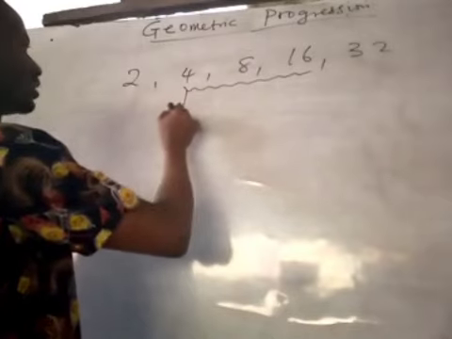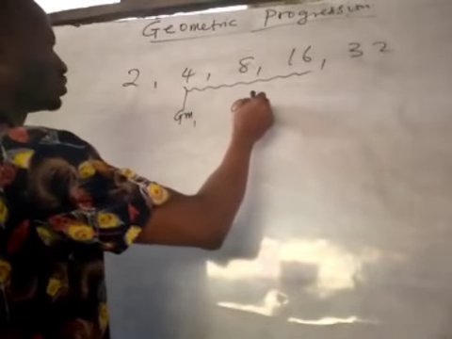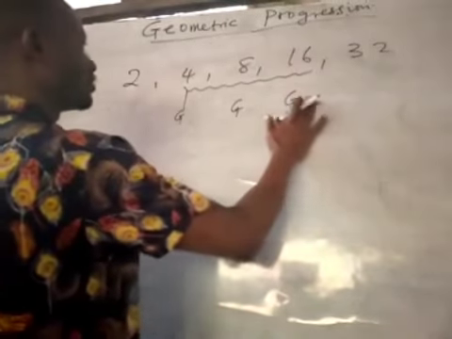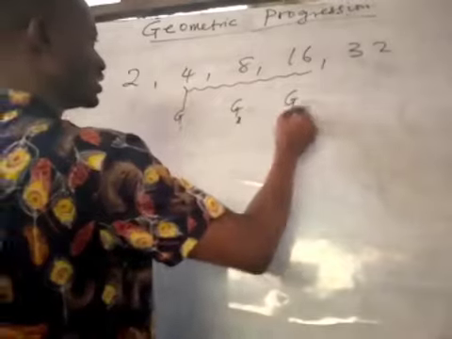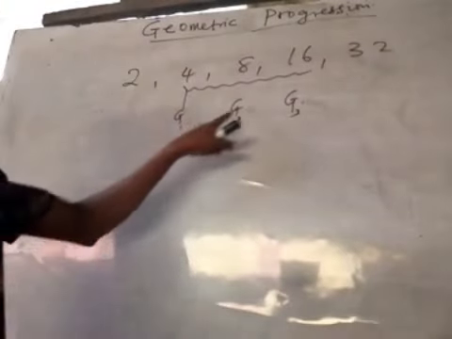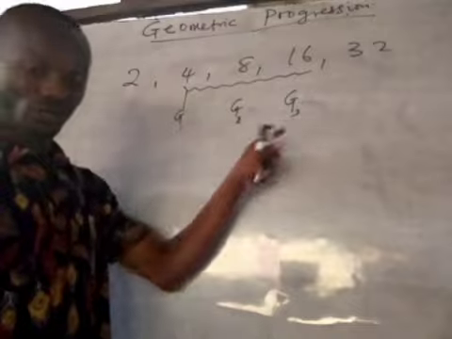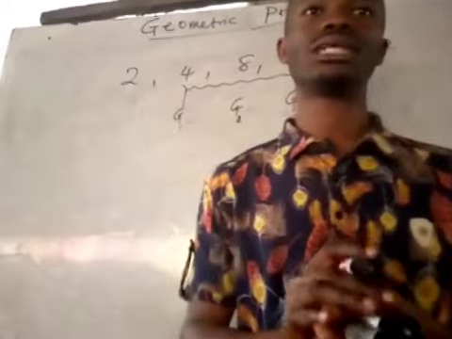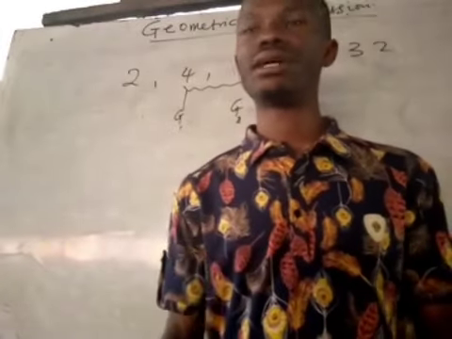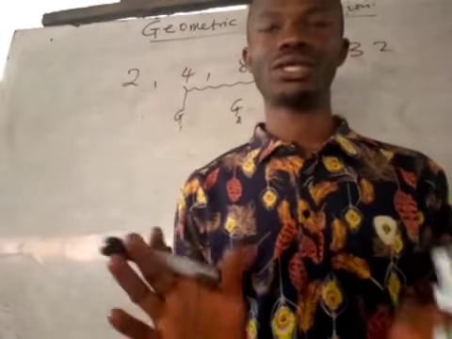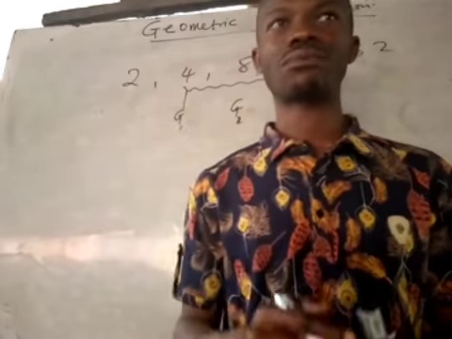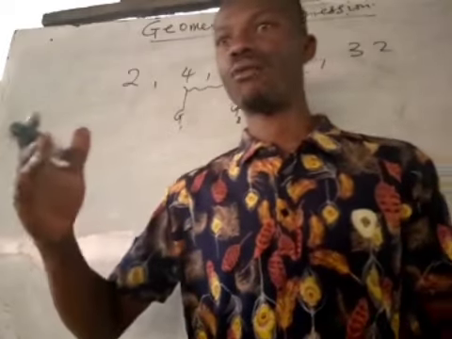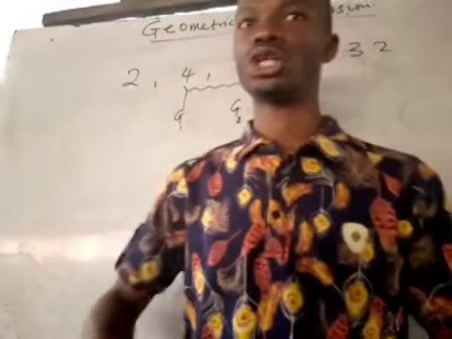So we can call this GM1, this one is GM2, that is GM3. I can say G1, G2, and G3: geometric mean 1, geometric mean 2, geometric mean 3. So in conclusion, we are saying that if you are given two numbers, it is possible to insert as many geometric means as we wish in between the numbers. And this operation of inserting geometric means in between two numbers leads to the formation of a sequence in geometric progression.